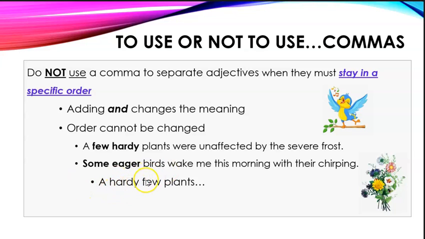And here's an example of trying to change the order, right? A hardy few plants, that doesn't make sense, right? We can't add and in between them, and we can't really reverse that. A hardy few plants doesn't make sense. Eager some birds. That's an even better example, right? We would not write that way. We don't speak that way. It doesn't make sense. Eager some birds. And so when that's the case, we don't use a comma. We don't need the comma between few and hardy. We don't use a comma between some and eager because they're not of equal rank.